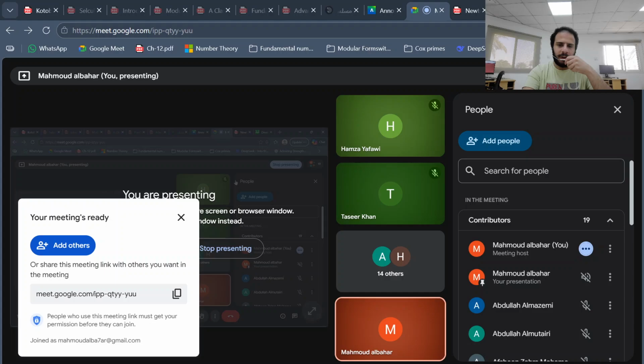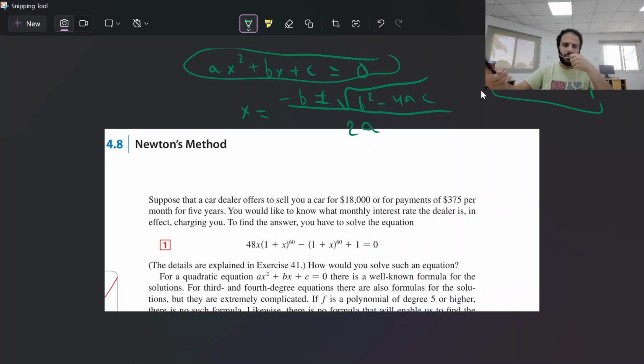Let me show you another example of an equation that you cannot solve using a formula. You don't have a formula for it. For example, if I give you x equals cosine x. Again, same idea. We don't have a formula for this. You can solve it by graphing or using Newton's method, right?